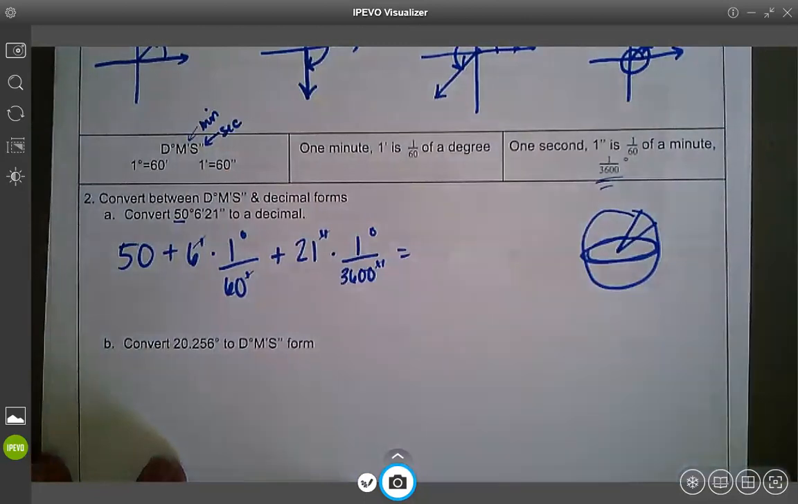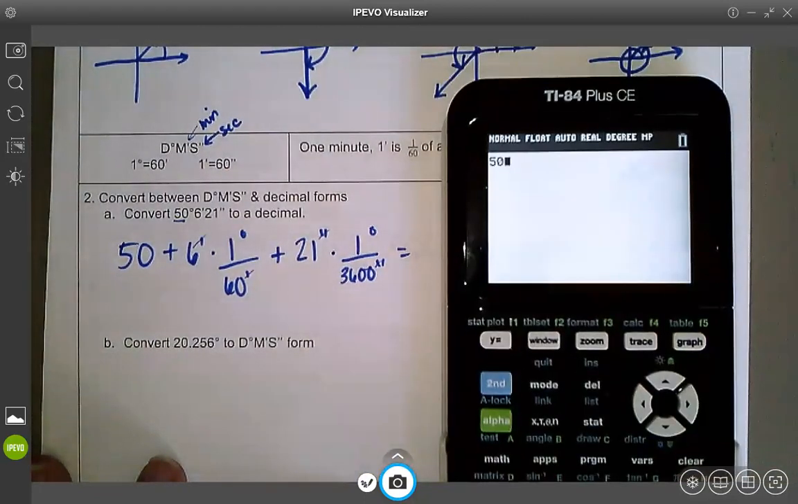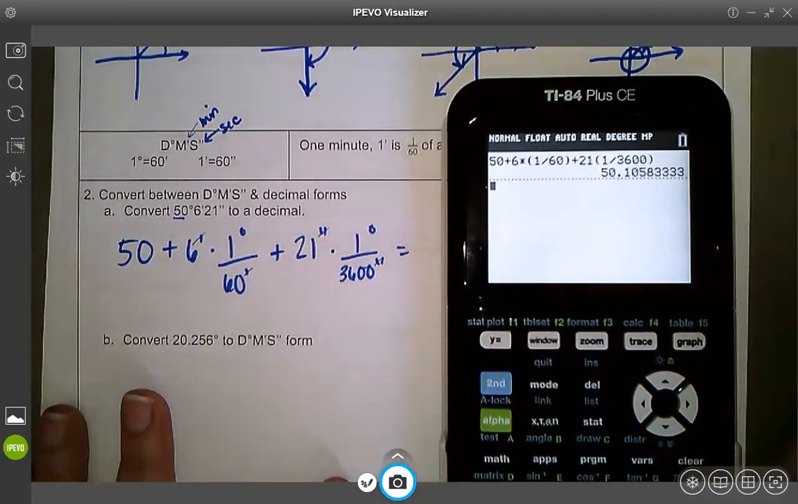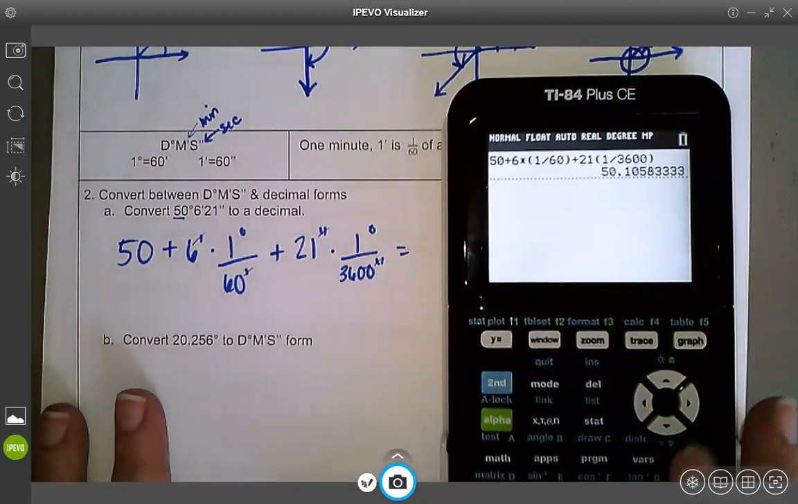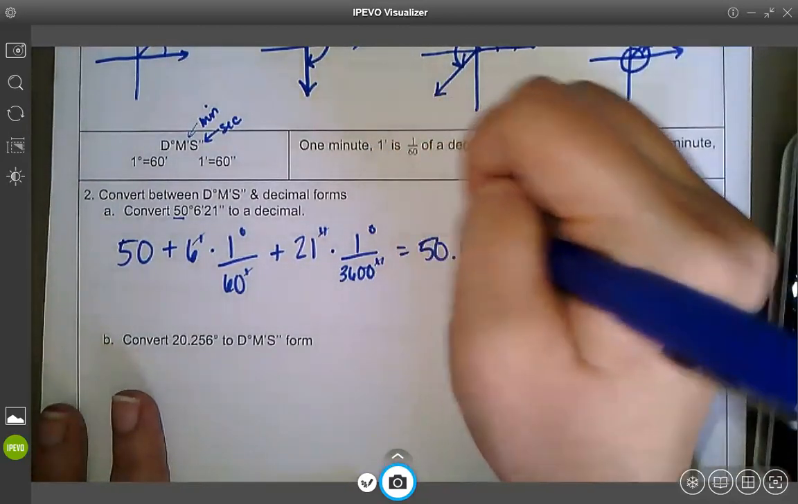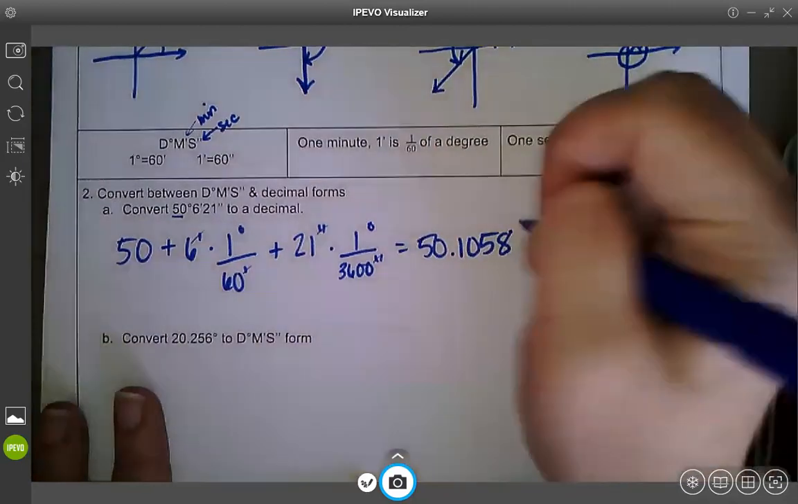So in my calculator, I'm just going to type this. I've got 50 plus 6 times 1/60, plus 21 times 1/3,600. And I've got that nice, really exact decimal degree. I'm going to round it to 4 decimal places. It will usually tell you if you have to round. So we have 50.1058 degrees.